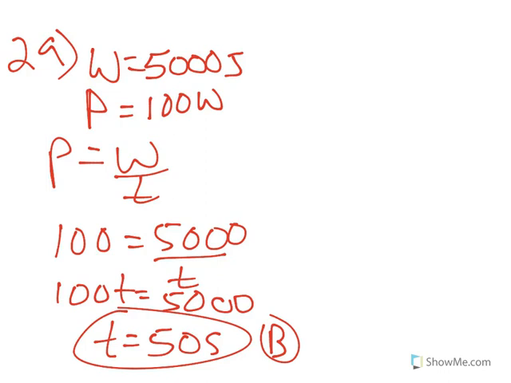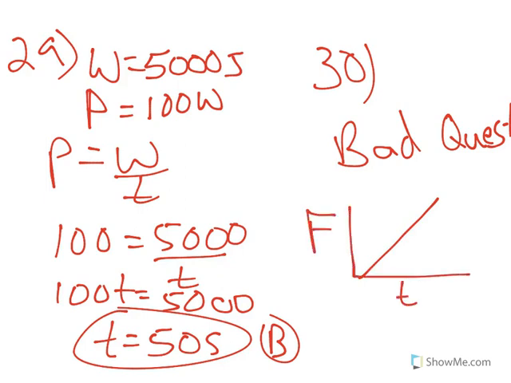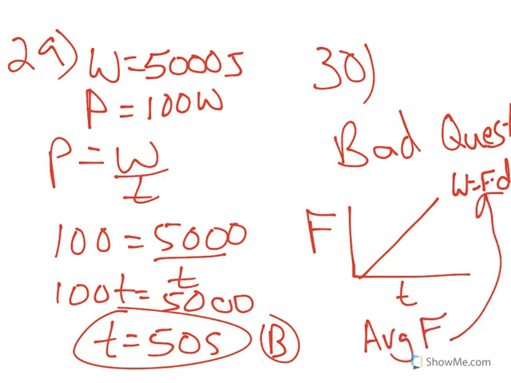30. There is no graph. 30 is a bad question. I think the main thing it was trying to get you to recognize is that if you have a changing force, so if this is force versus time, in order to do your work equals force times distance, you would need to get an average force to plug in here. I think that's what it's asking you to do.